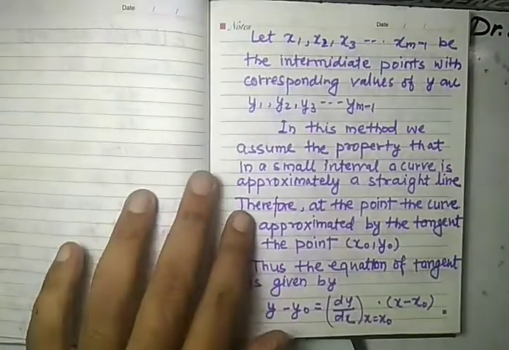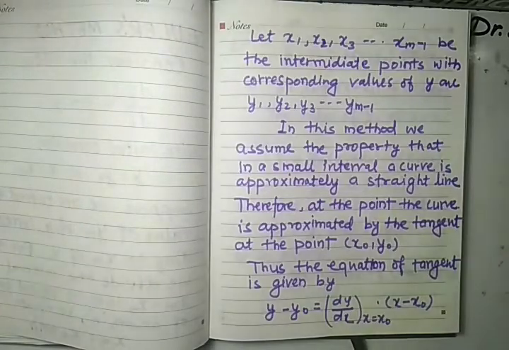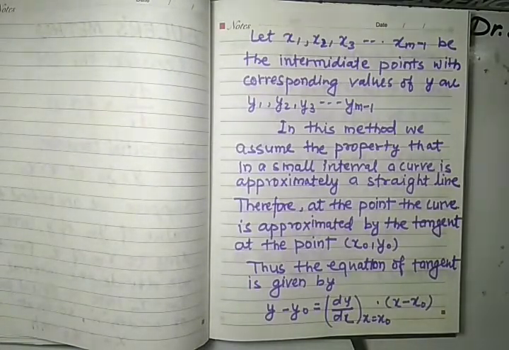Now, let x1, x2, x3 up to x_(m-1) be the intermediate points with corresponding values of y being y1, y2, y3 up to y_(m-1). That is, we divide the interval between x0 and x_m into m equal parts and give the different intermediate values.